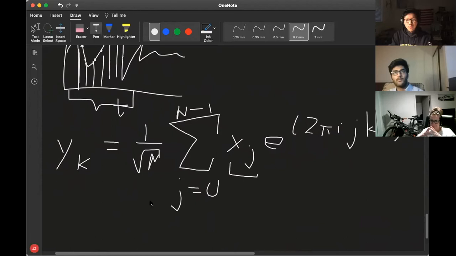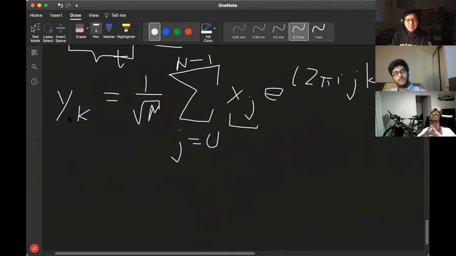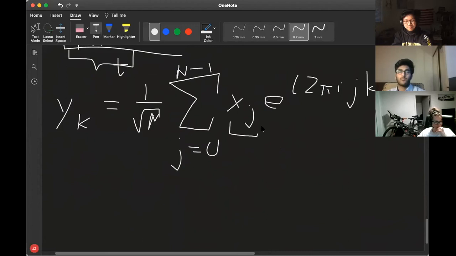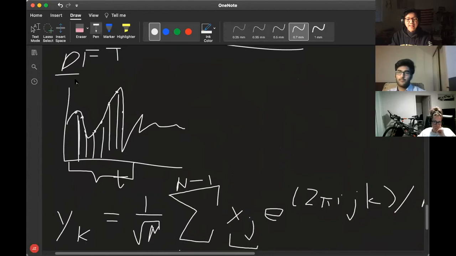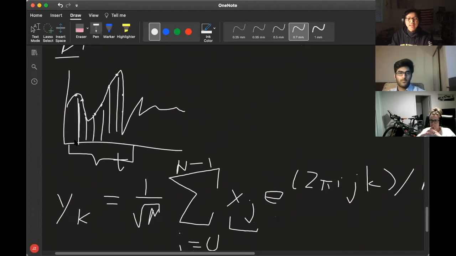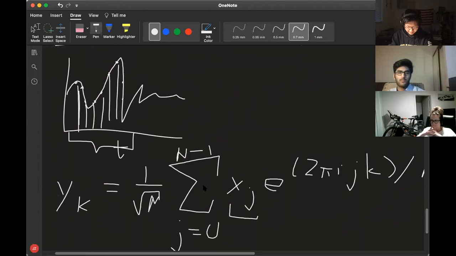And I should mention that the elements inside y sub k and x sub j are complex valued, or they can be complex valued, which is not just useful, but necessary, considering that quantum computing uses all these complex numbers. So that's the only difference between the Fourier transform and the discrete Fourier transform. Now we no longer have knowledge of the function itself. We just have all these different data points that are collected from the function. So that in essence is the discrete Fourier transform.